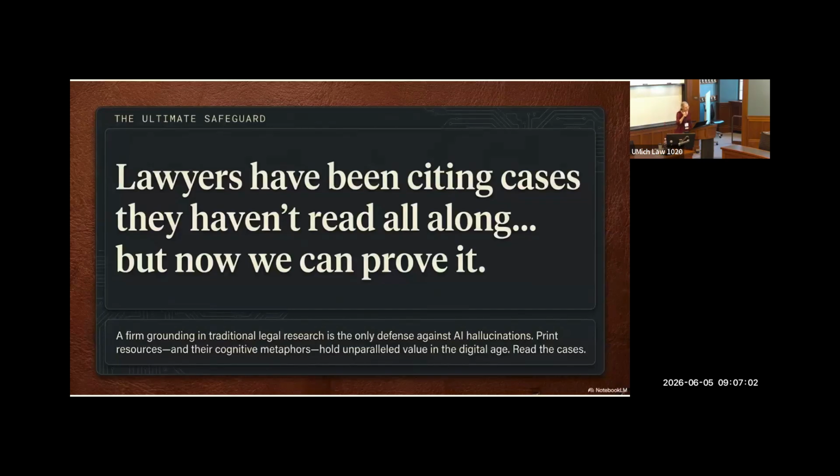A firm grounding in traditional legal research is the only defense against AI hallucinations. Print resources and their cognitive metaphors hold unparalleled value in the digital age. Read the cases. Thank you, Notebook LM. You said that beautifully.